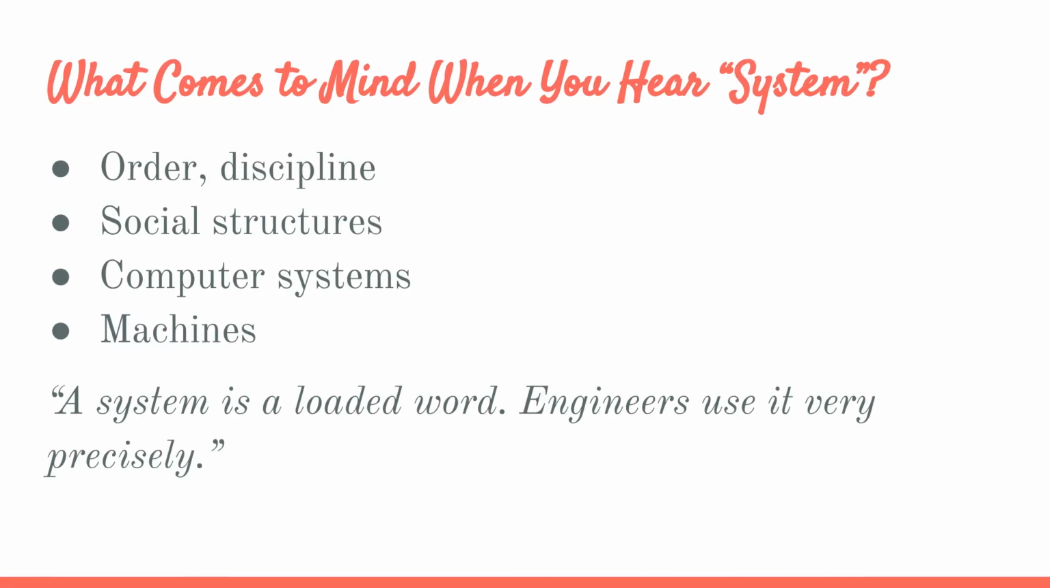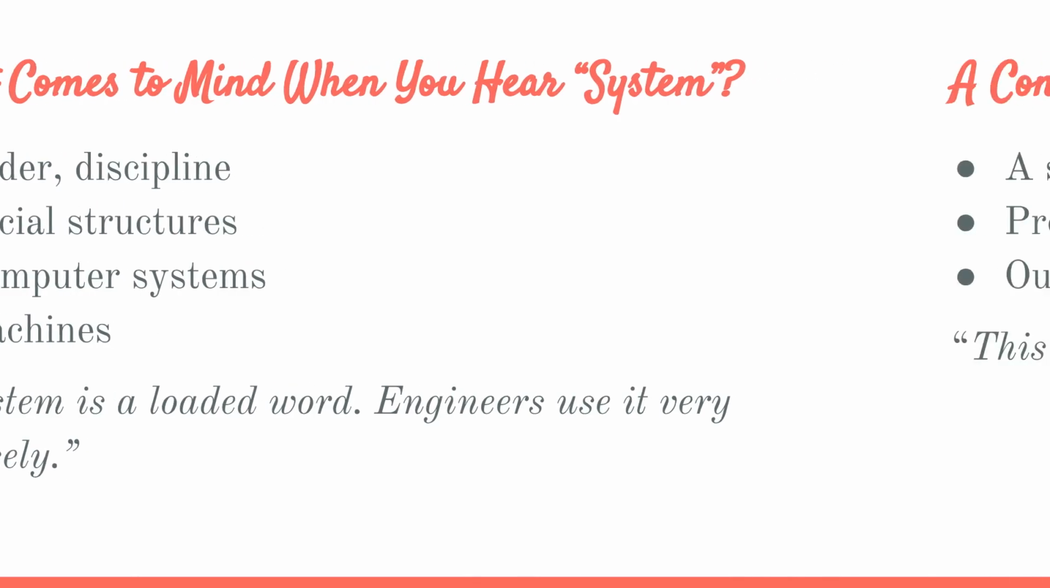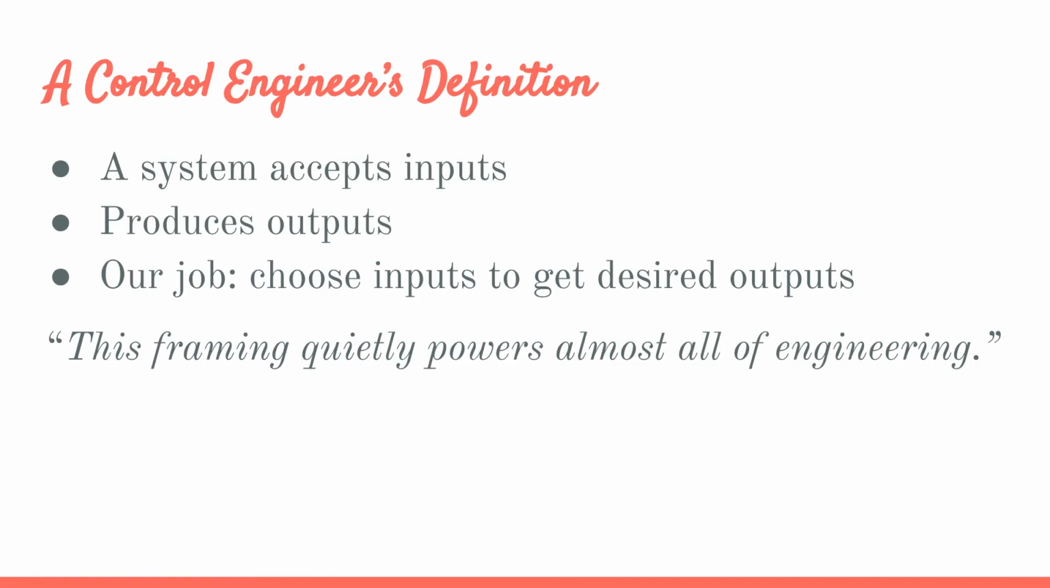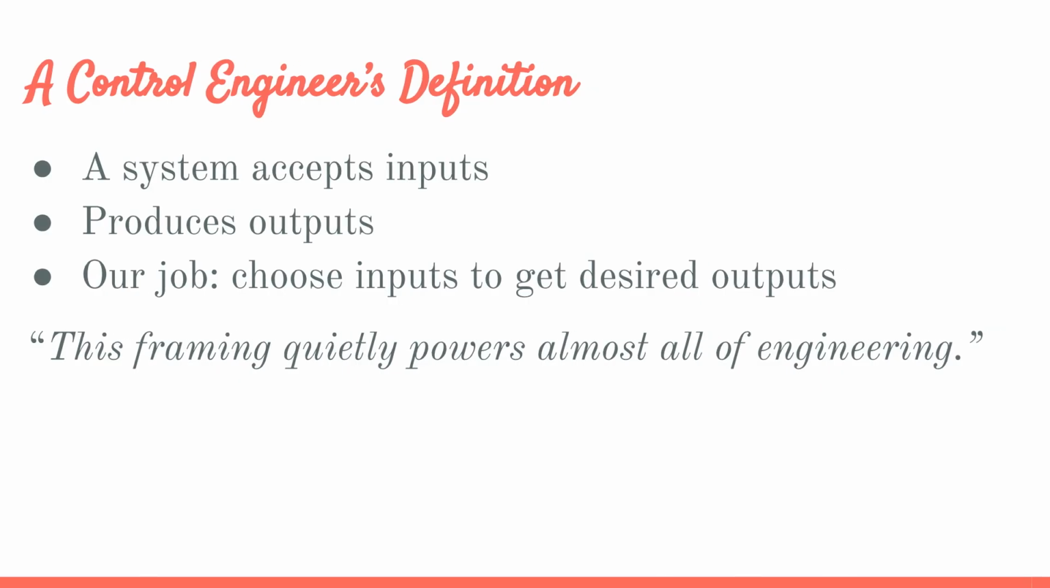When we hear the word system, we might think of order, social structures, computer systems, or machines. Right now, you are probably reading or hearing this on your computer system. However, engineers use the term system very precisely in control theory. For a control engineer, a system accepts inputs and produces outputs. Our core job is to choose inputs to achieve desired outputs. This fundamental framework powers almost all of engineering.